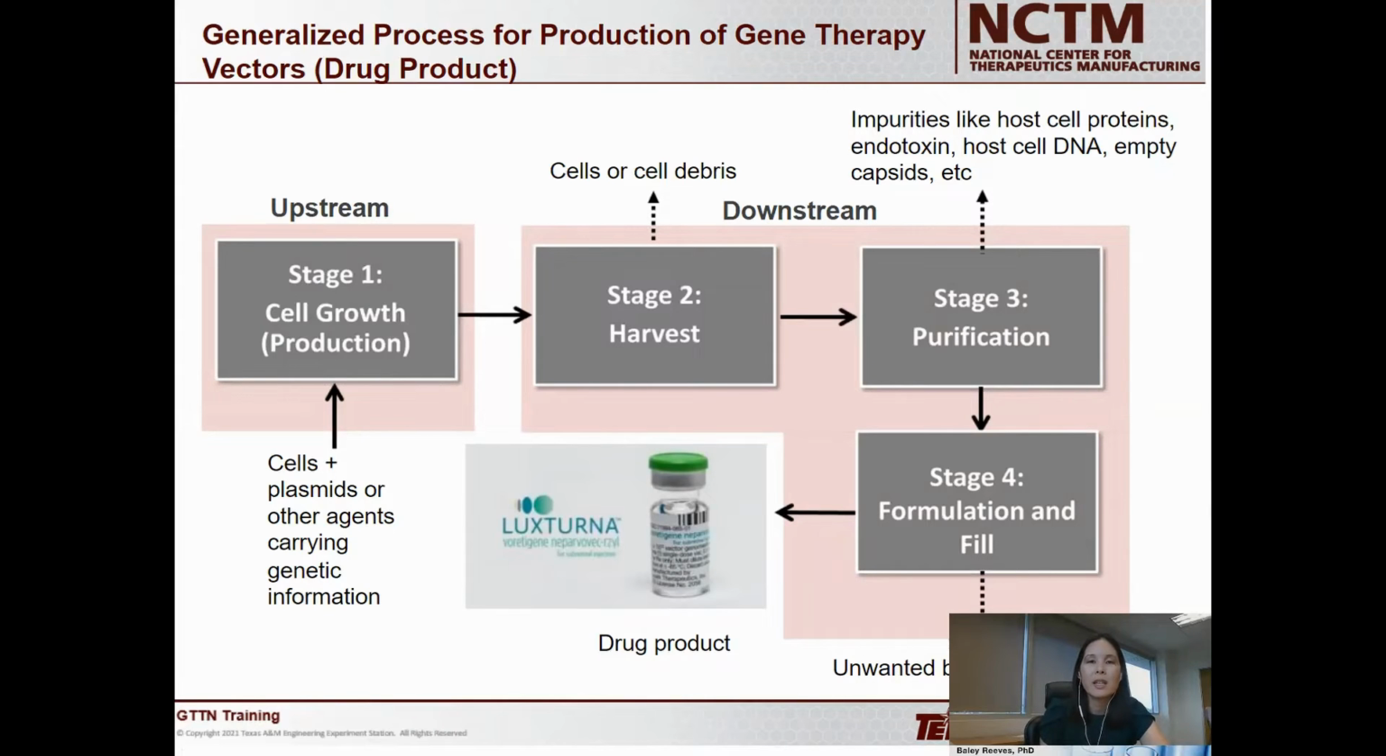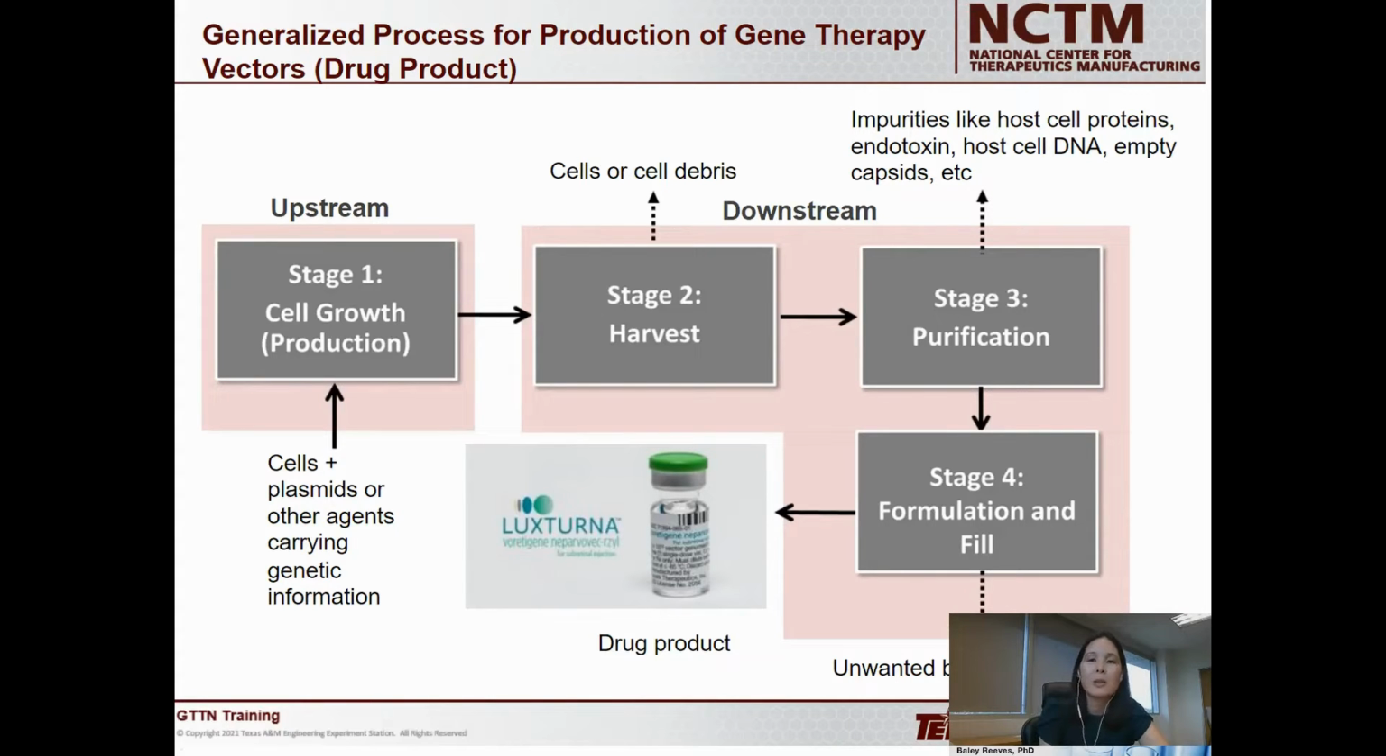Generally speaking, we can divide up our manufacturing process into upstream and downstream, very similar to our traditional biomanufacturing processes. In upstream, you're essentially growing up your cells and producing all your viral vectors. And then once you get into downstream, you're going to be getting rid of all the impurities and making sure that what you have left at the end of the day is a product that is safe and efficacious for our patients. So the downstream process can be split into 3 blocks.